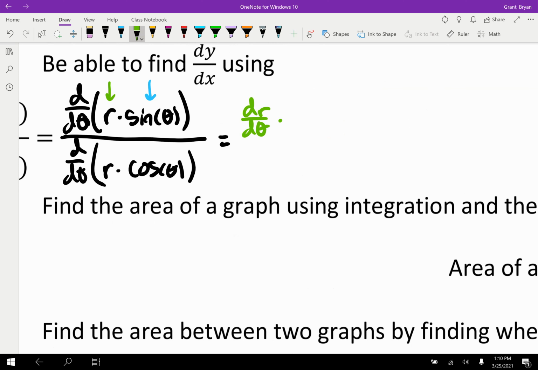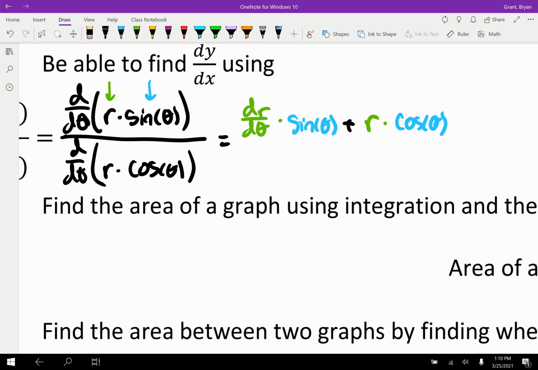We just talked about that derivative up at the top. And then d theta of sine of theta is pretty easy. However, with the product rule, we keep that the same to start, right? And there's always a plus in the product rule. We keep r the same, and then the derivative of sine of theta is cosine of theta. It's not bad. Good practice for your product rule.